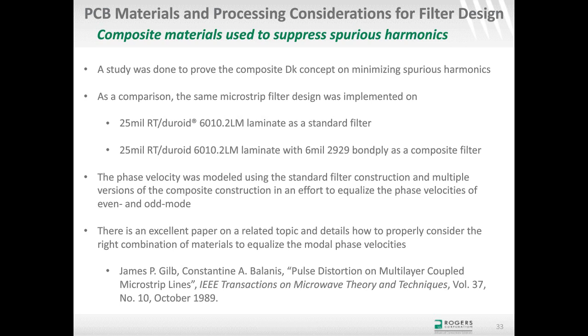And then I used a composite construction that was using that same laminate, 25 mil RT/duroid 6010.2LM laminate, plus 6 mils of 2929 bondply. And that bondply has a dielectric constant of about 2.9. The design Dk for the 6010.2LM material is about 10.7. So there's a big difference in dielectric constant here between these materials. Now, if you do the right thing with the right combination of dielectric constants and the right thicknesses, you can actually get the phase velocities to get very close to equalizing, which will help to suppress those spurious harmonics.